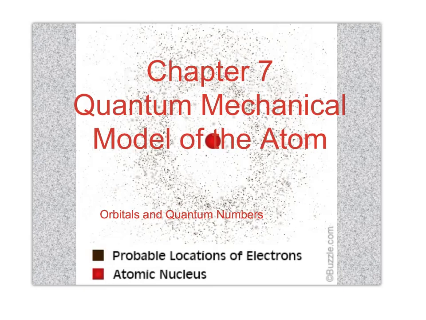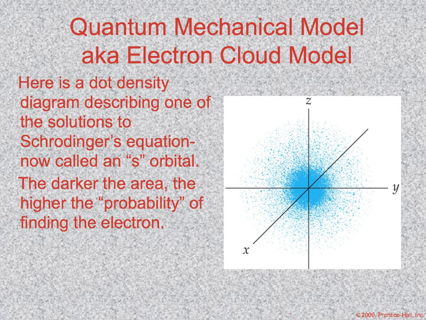This is the third and last lecture from Chapter 7, and this lecture will focus on orbitals and the quantum numbers that describe those orbitals. To give you a quick review of what I mean when I'm talking about orbitals, the orbitals are something that came out of our most current model of the atom, which is the quantum mechanical model.